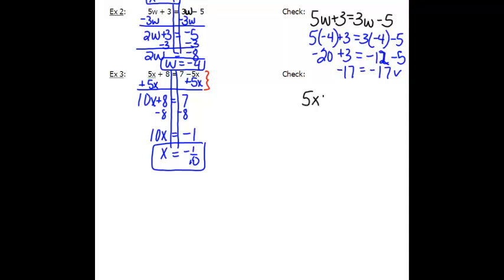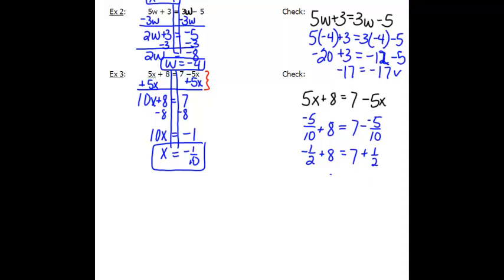5x plus 8 equals 7 minus 5x. Plug in the -1/10, so that's going to give me -5/10 plus 8. Does that equal 7 minus -5/10? That's going to be -1/2 plus 8. Does that equal 7 plus 1/2? Sure. 7.5 equals 7.5.